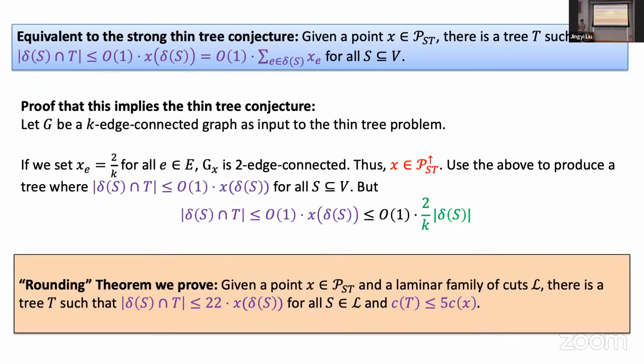Okay, so now we can actually prove a rounding theorem, and this is what we do. We show that given a point in the spanning tree polytope and some laminar family of cuts, we can actually find a tree. We can round this point x to an integral tree, such that the number of edges you have in every cut is at most 22 times the x value crossing that cut. And also we get to do something with cost, so we increase the cost by a factor of at most 5.